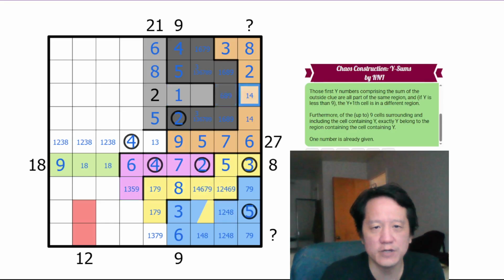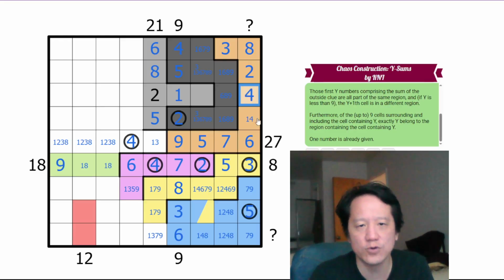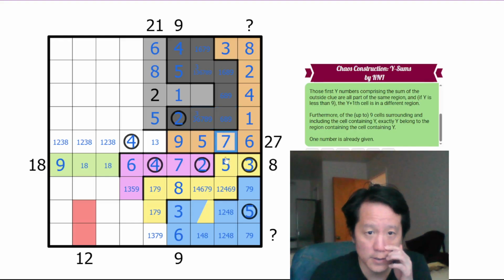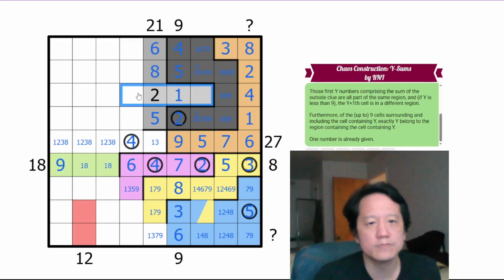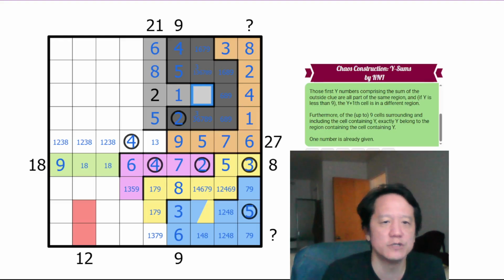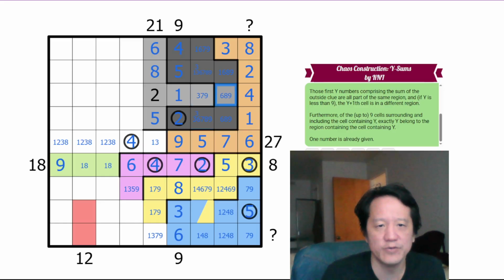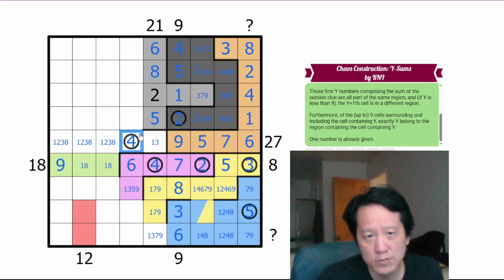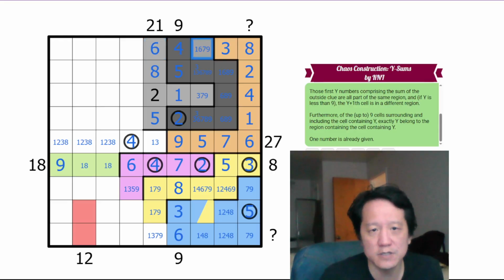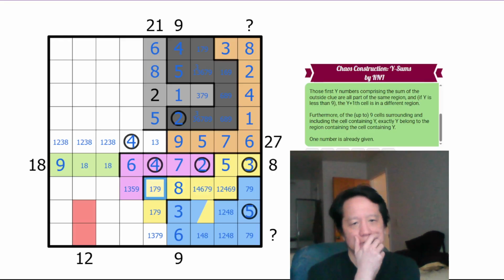1 eliminates 1 here and 1 here, so this is 4 and 1 here. That means these can't be 1. Remaining digits in the medium region are 3, 4, 7, 9. Cannot be 4 because of 4 in the row. 6 eliminates 6 here. 8 eliminates 8 here. Okay.